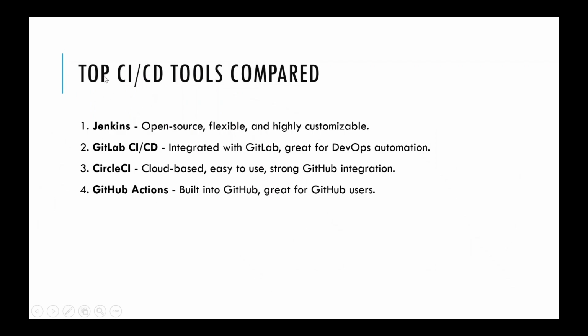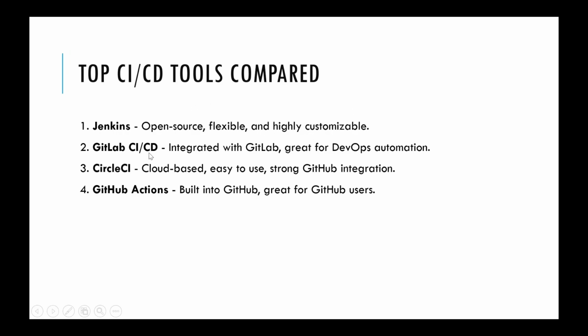Now let's see some of the top CI/CD tools which are available in the market and compare that with Azure DevOps. First one is Jenkins. This is open source, flexible, and highly customizable. Jenkins is open source. You will be able to customize your pipelines based on the requirement. You have everything. You will be able to write your pipeline and you will be able to customize that.